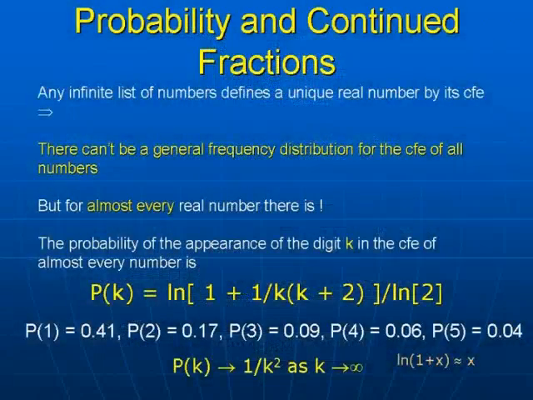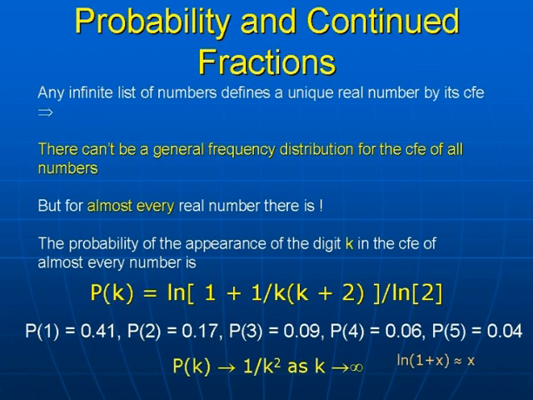So what we find, and this was inspired by Gauss's work in the 19th century, is that if we study the continued fraction expansions of numbers where the expansions continue indefinitely, then the probability that the digit k appears in that continued fraction expansion is given by this formula. It depends on the natural logarithm of 1 plus 1 over k times (k plus 2), and then the whole thing is divided by the natural logarithm of 2, which is 0.69.